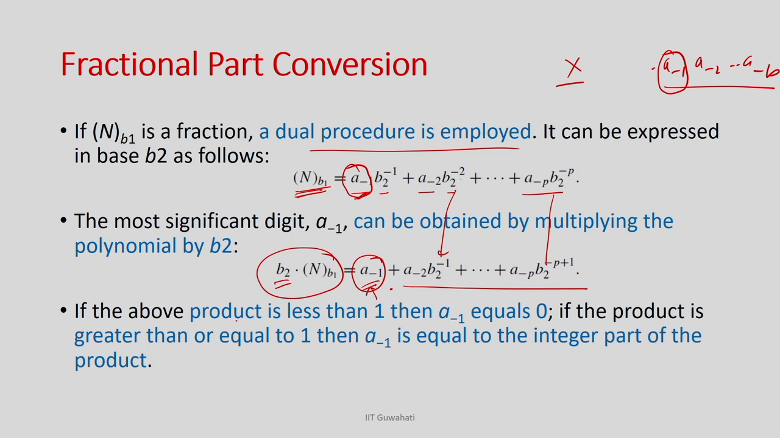Right. So, if the product is less than 1, then this is 0, but it may happen that if you multiply you still do not get an integer part, that means this value is 0, right, and if the value is greater than or equal to 1, then this is actually the integral part. Okay. So, this a minus 1 is that value only. Then again I will keep multiplying this remaining part with b2, then I will get a minus 2, then I will again multiply this part, I will get a minus 3 and so on. And this process may not terminate, because this number may not have an exact representation in base 2.